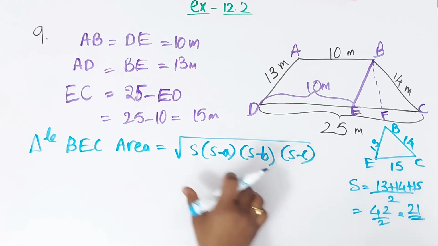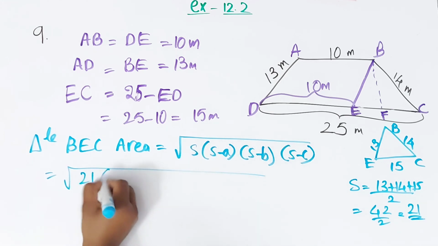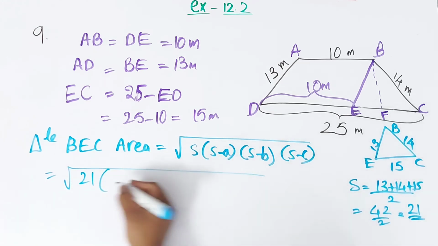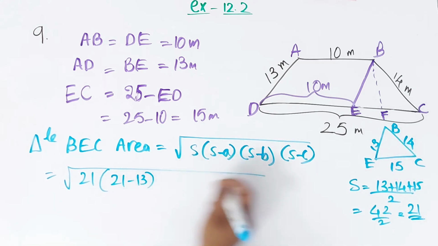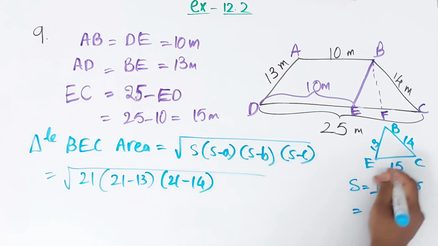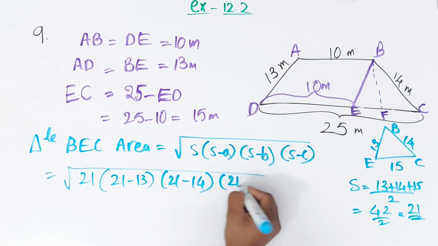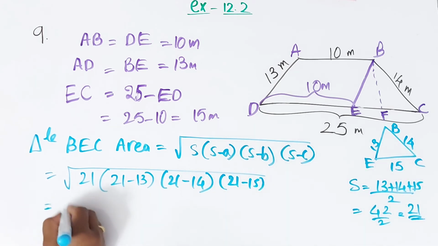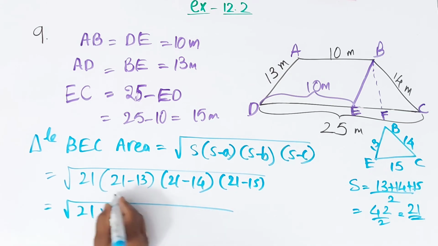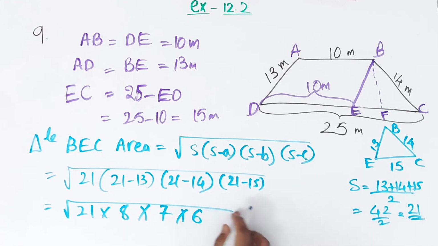So, we will find out the triangle area. This equals root of S, S is 21. S minus A, 21 minus 13. S minus B, 21 minus 14. S minus C, 21 minus 15. Right, children? This equals root of 21 into 21 minus 13, 8. 21 minus 14, 7. 21 minus 15, it is 6, children.